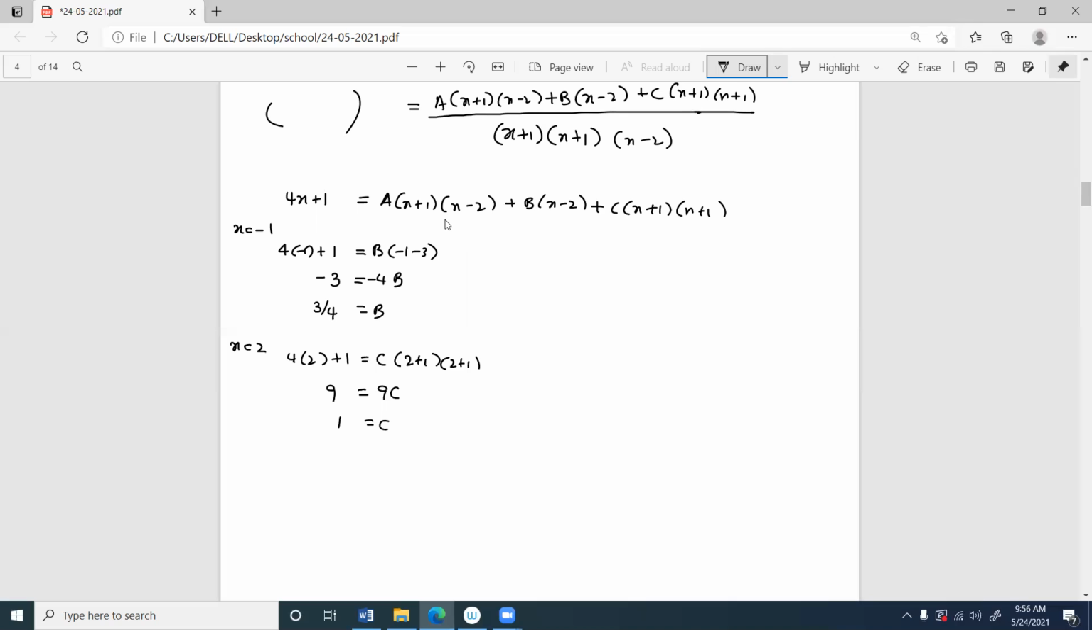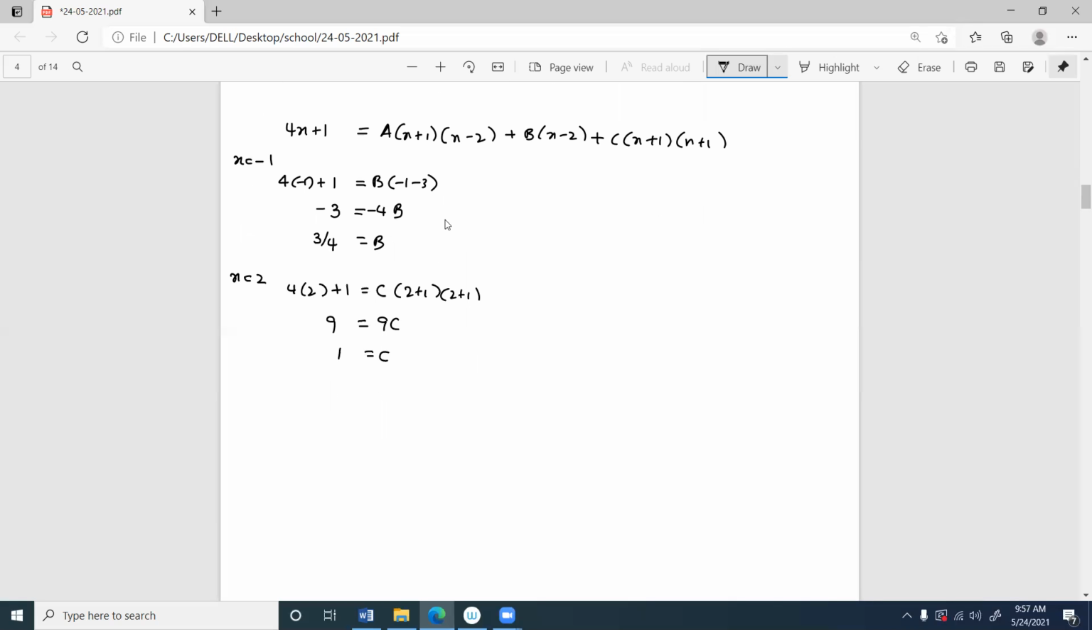Then I need to find the answer for A. To find the answer for A, I don't see any common brackets to simplify. In that sense, you can put any figure you like, but it should not be any of the answers you already substituted. I just put 0. It's easier for me to do it with it. 4 times 0 plus 1 is equal to A times, now we have to put in everything.